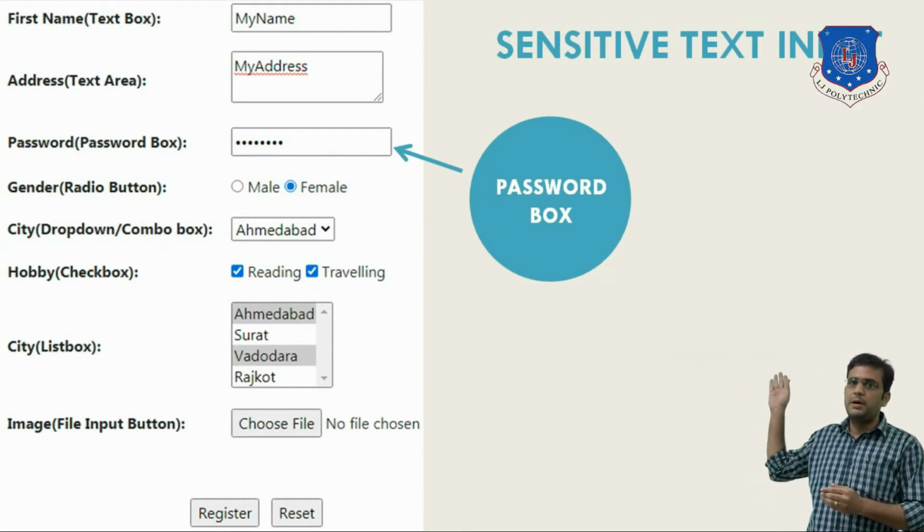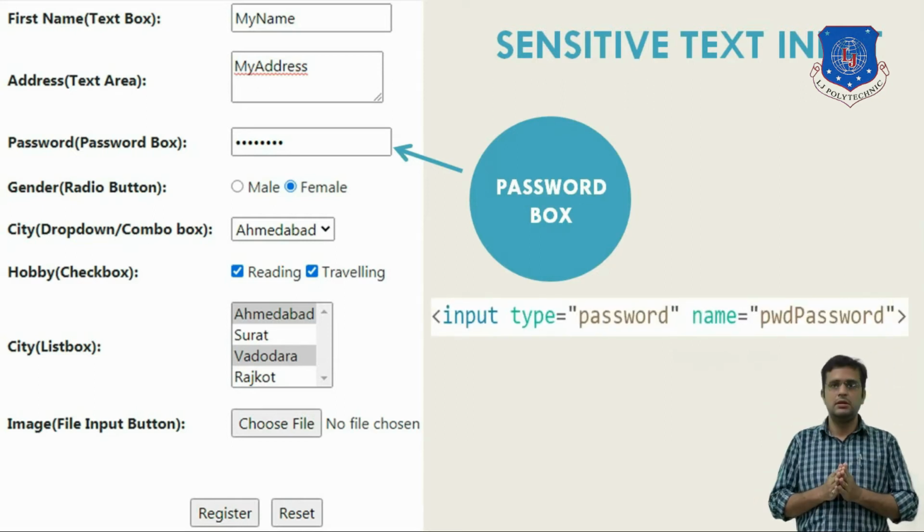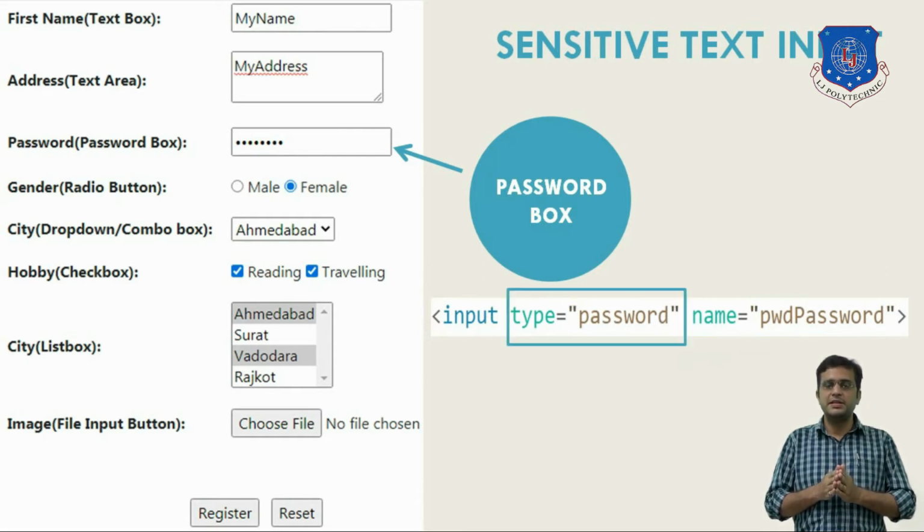You can see a password box over here, and here is the code to create a password box. As you can see, the same input tag is used to create a password box, but you have to set the type property as password. So just make one change in the code which we used to create a text box and your password box is created.